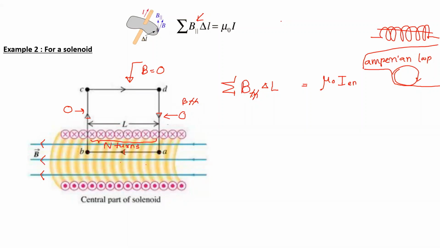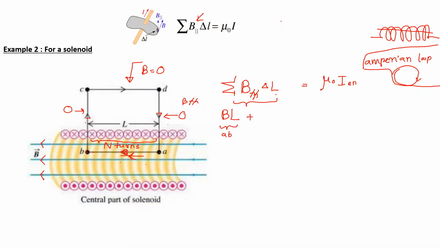Okay, now let's start with this. So what are we doing here? We have to go around the loop adding the B times L components. So let's start with A to B. From A to B, the B field is this way and we are also going this way. We can directly multiply B and L, right? B and L, this is the length. So this is the component we get from A to B.